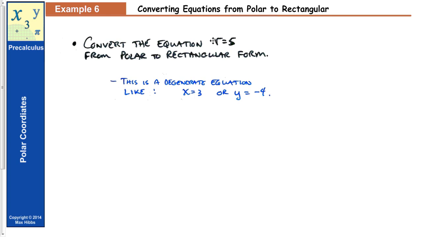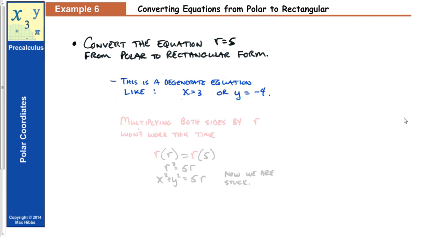Now, if r always has to be 5, but we can have any theta at any angle, just imagine what that might look like. And I think it will become obvious in a moment. Now, since we don't have any cosine thetas or sine thetas, multiplying both sides by r isn't going to help us any, is it? We're not creating an r cosine theta or an r sine theta, since they don't appear in the equation at all. All it does is give us r squared is equal to 5r, which is x squared plus y squared is equal to 5r, but we still don't have a way to replace r.